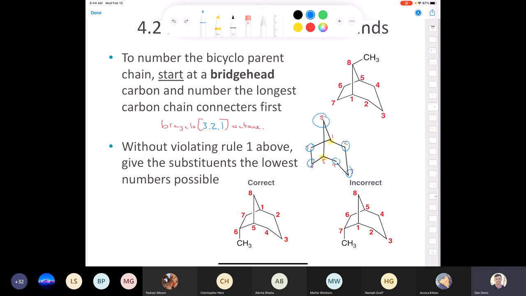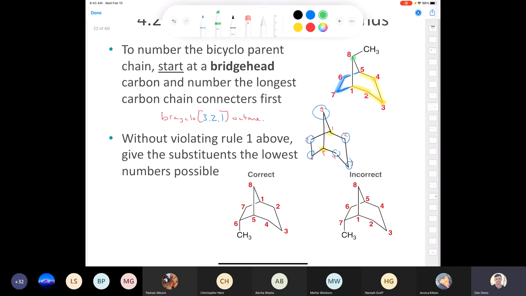Because you start at a bridgehead carbon when you're numbering the parent, and you number the longest bridges first. So we could start at either this bridgehead or this bridgehead. In this example, it won't make a difference. We're going to go through the longest bridge. The longest one has 1, 2, 3 carbons in it. The second longest bridge, we keep following the chain, has only 2 carbons in it. And then we go up to the smallest bridge. Since the smallest bridge is where the 8th carbon is, this would be 8-methyl bicyclo[3.2.1]octane.